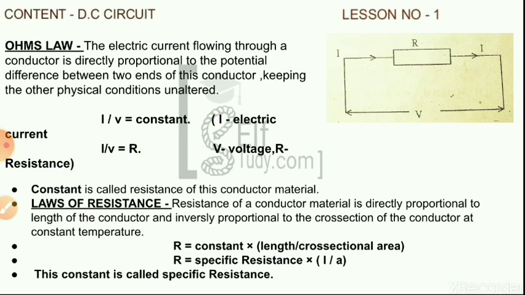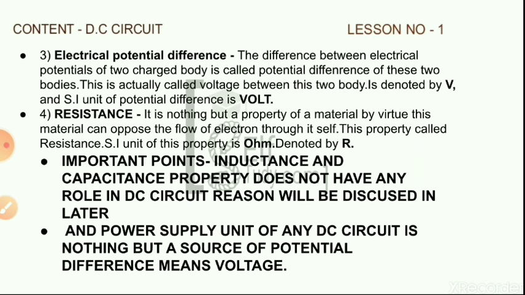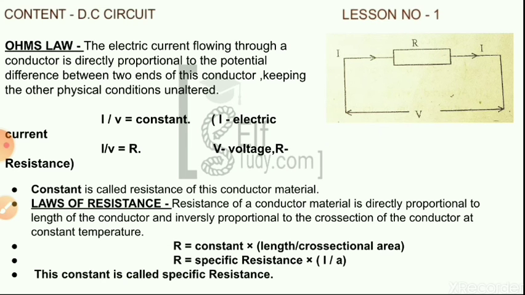Laws of resistance. Now, what is resistance? Resistance, we have discussed here, it is nothing but a property of a material. By virtue, this material can oppose the flow of electron through itself. So, what is the law of resistance? Resistance of a conductor material is directly proportional to the length of the conductor and inversely proportional to the cross section of the conductor at constant temperature.